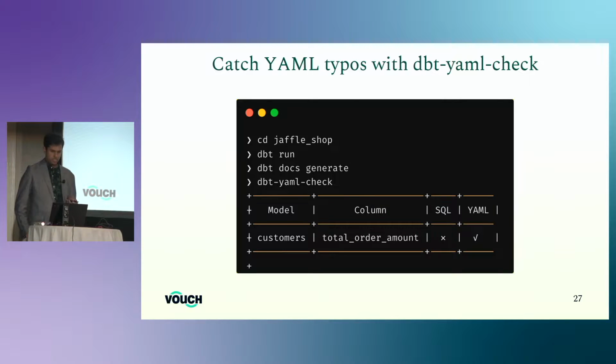Next one is something I wrote because I was frustrated with getting a lot of the column names wrong between YAML and SQL. Essentially this parses the artifacts and checks. Again, Jaffle Shop has an example where total order amount is only in YAML and not in SQL. So if anybody wants to take that PR.